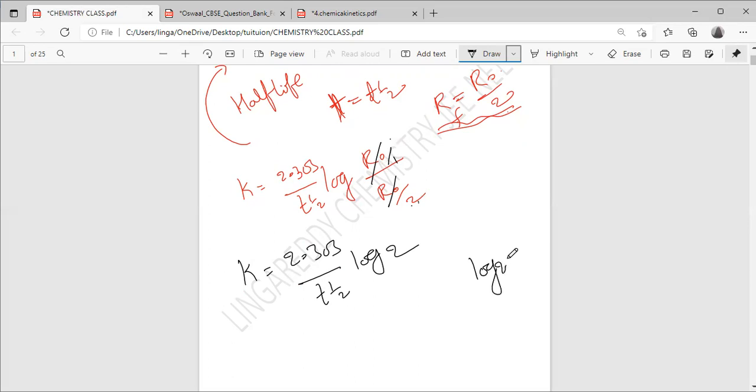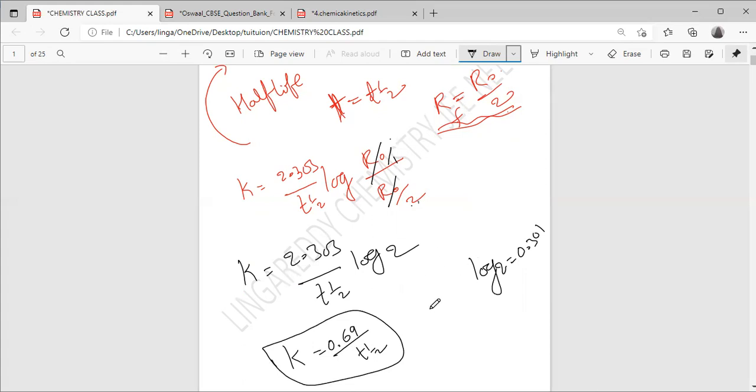Log 2, in the last second class, I think we discussed, the log 2 value is 0.301. If you multiply this, simply the third table, that means 3 3 is 9, 3 2 is 6, 6.9. Okay, K equals 6.9, it is 0.3 so 0.69 upon t of half. Is it okay? Yes, sir.